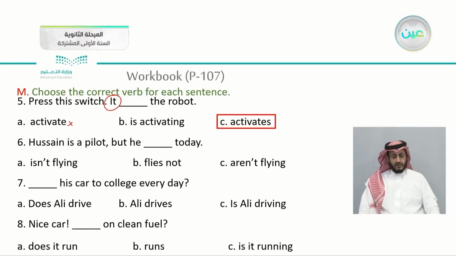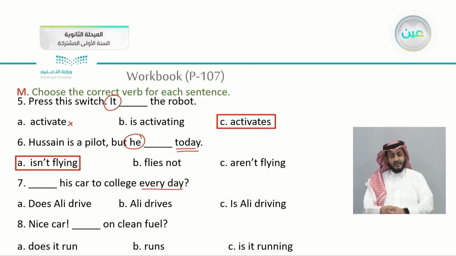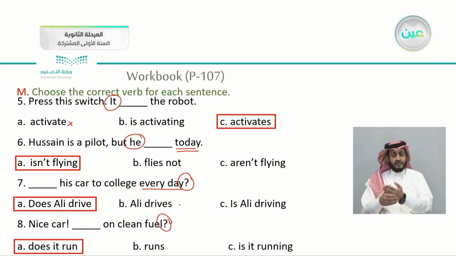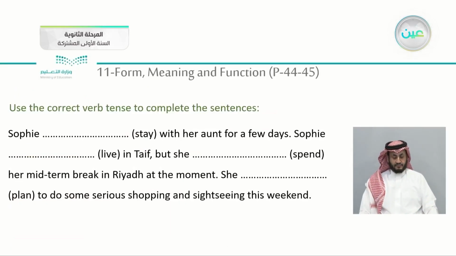Hussein is a pilot, but he, today, just for today, is not flying. Because we have he, we will use is not. His car to college every day. So a habit, present simple. And it is actually a question. So does Ali, we can choose this one if it is a sentence. However, it is a question, so we will use does Ali drive? Nice car. Does it run? Runs, or is it running? It is a question, so does it run? A question, we will start with the helping verb.